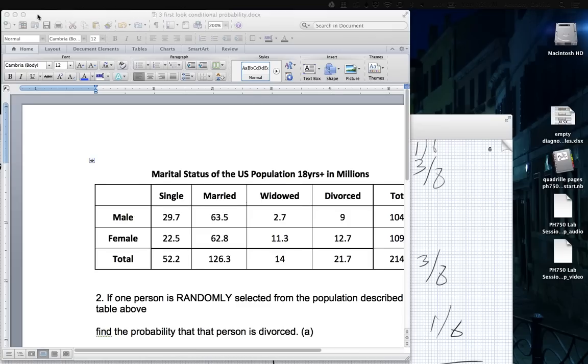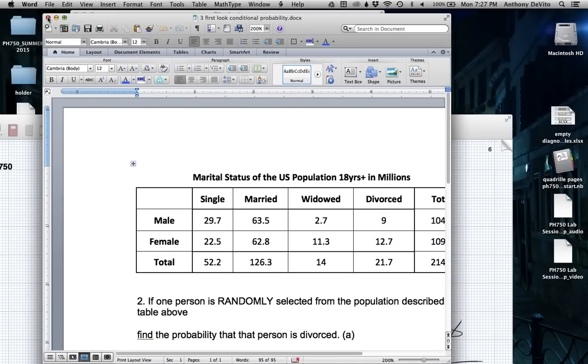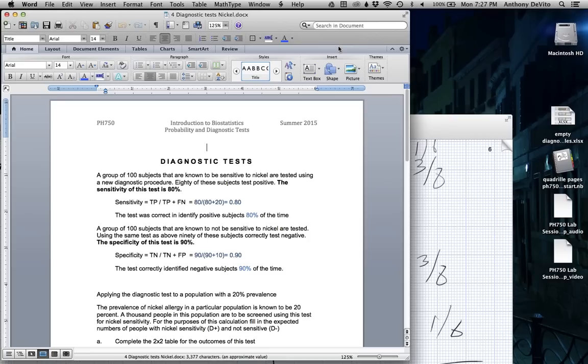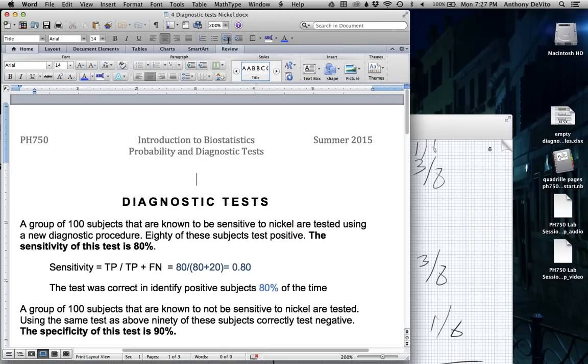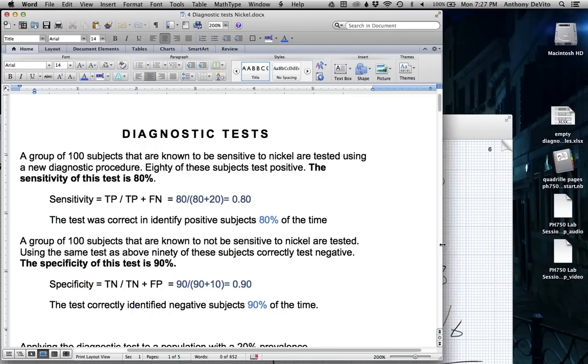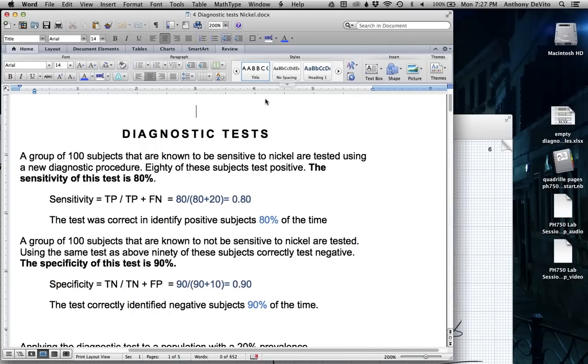Okay, good. All right, so now let's move on to diagnostic tests. I'm going to make up a diagnostic test, and this is a document you have online. We're going to step through this idea of a diagnostic test. Maybe even blow this up.